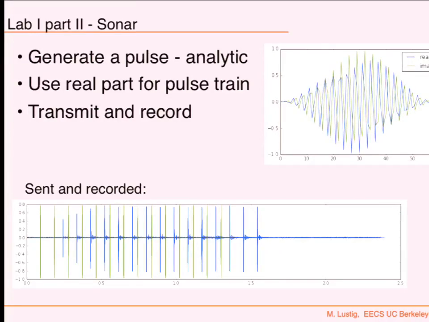So what you're going to do now is generate a pulse, and you're going to change it to the analytic function of a pulse. So e to the j something, and you're going to play the real part of it. You're going to generate a pulse train, and you're going to transmit and record. So this is what I transmitted. And this is what I recorded.